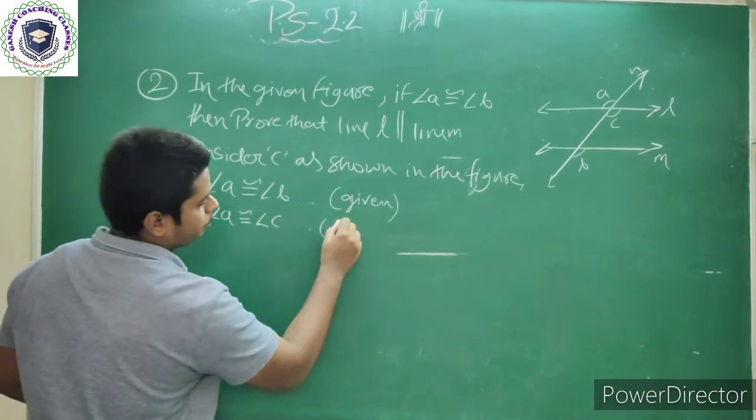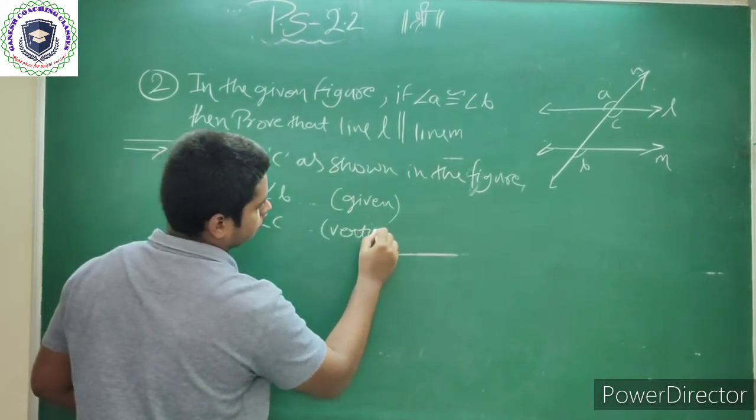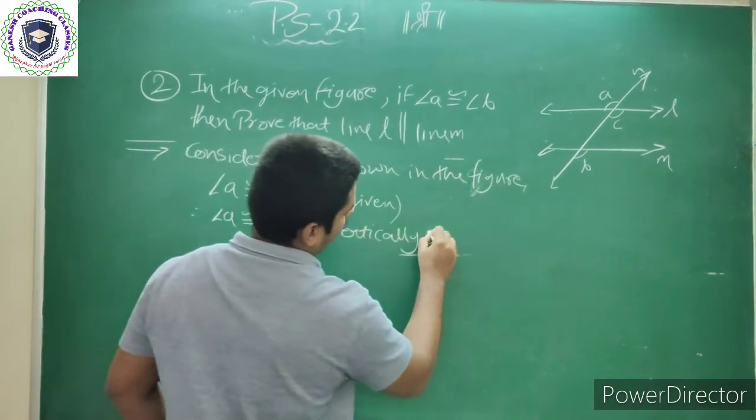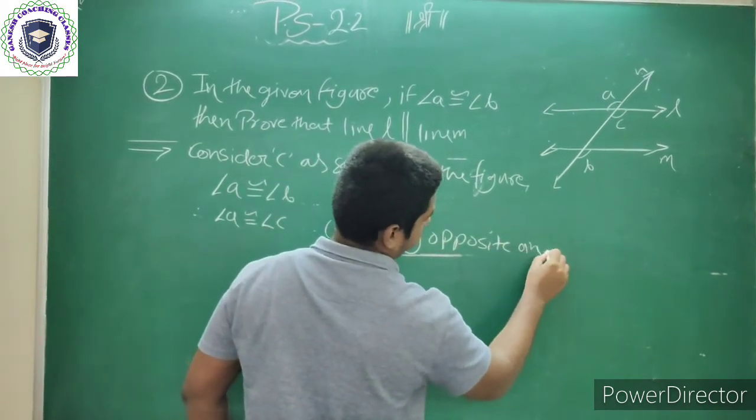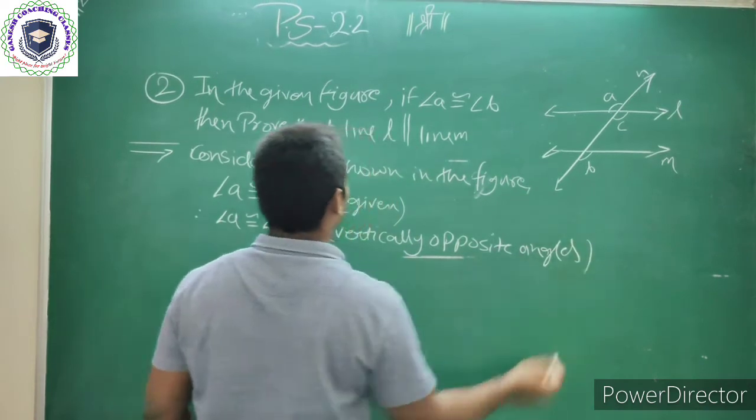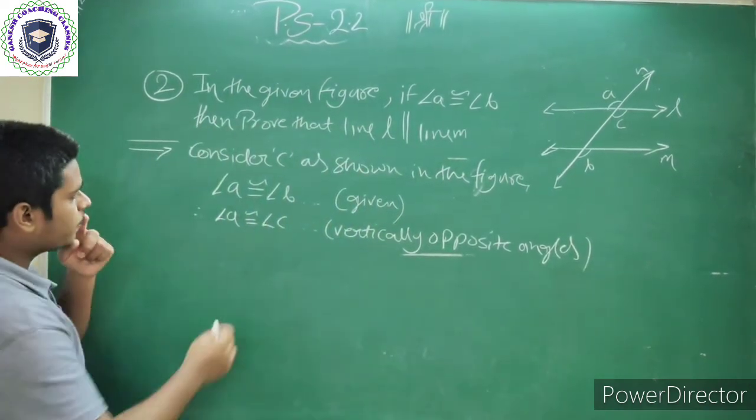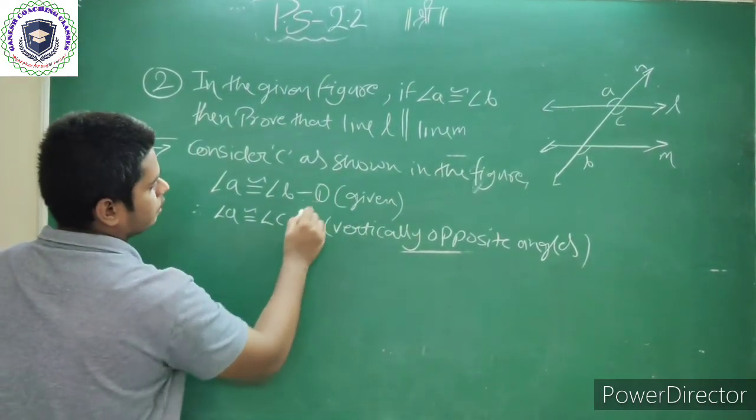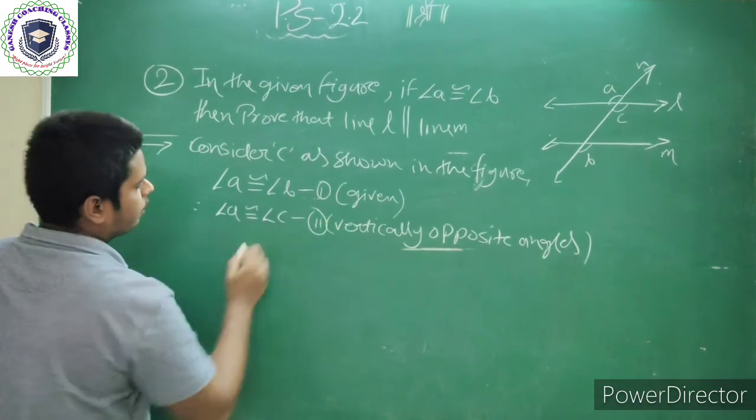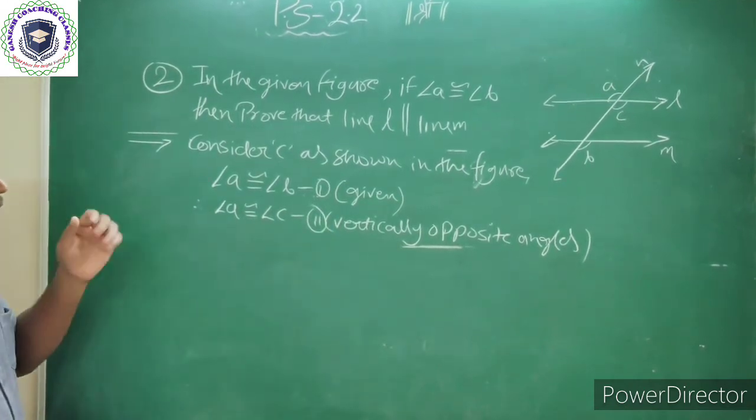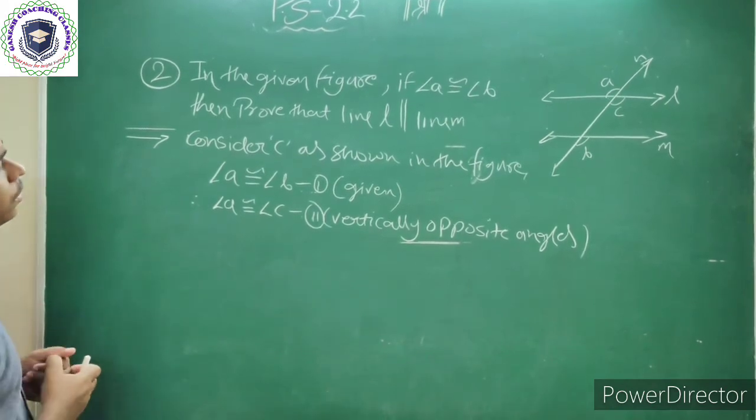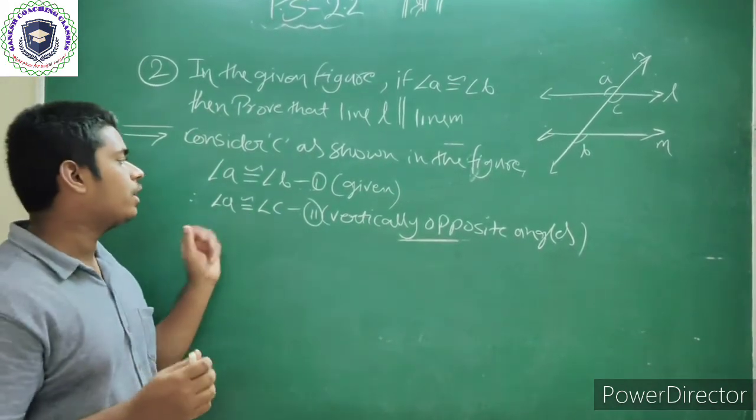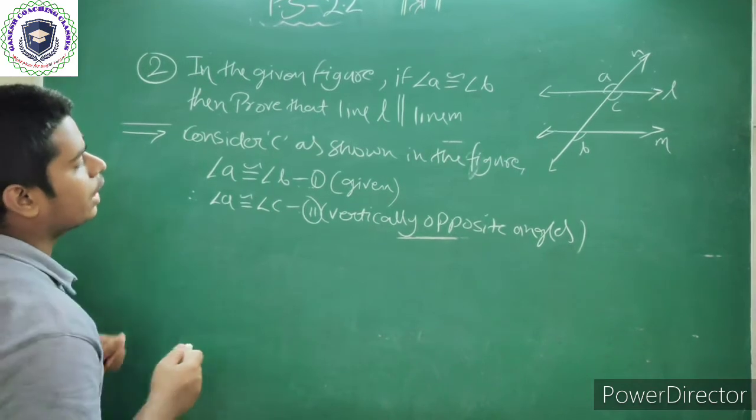Okay, by which property? Vertically opposite angles. Okay, now we have to make here equation, that is equation 1 and equation 2. Now we have to compare equation 1 to the equation 2. What angles we are getting here common? Okay, that angle we have to cancel.